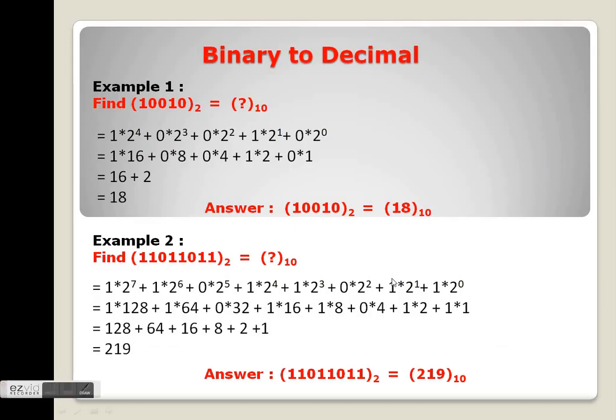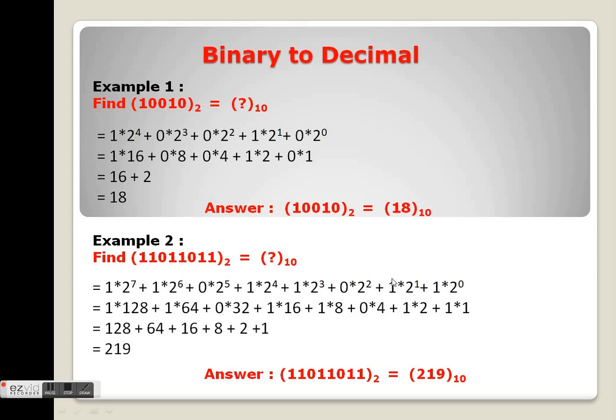Students, to change a binary number into a decimal number, we need to write the expanded form of the binary number on the basis of its place values. We know that the place values of binary number are 2 raised to the power 0, 2 raised to the power 1, 2 raised to the power 2, and so on. Firstly, we'll multiply the bit values with their place values and after that we'll add them.